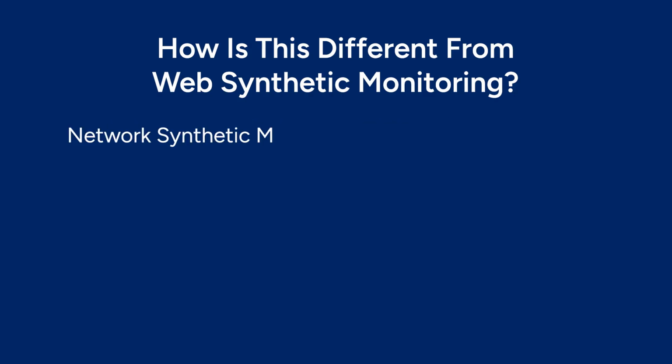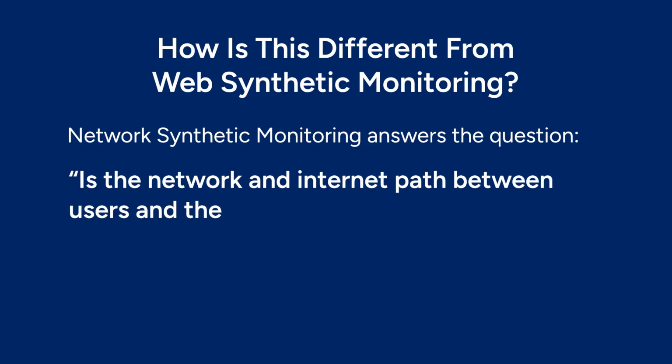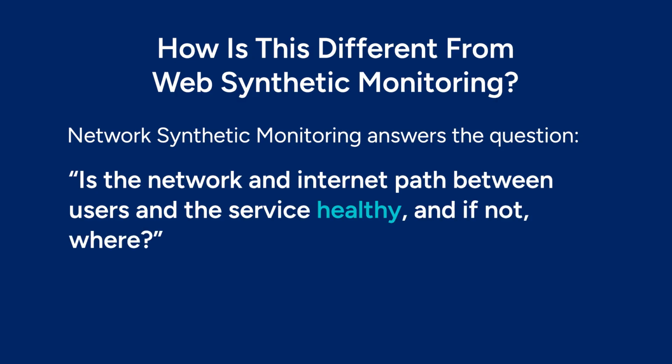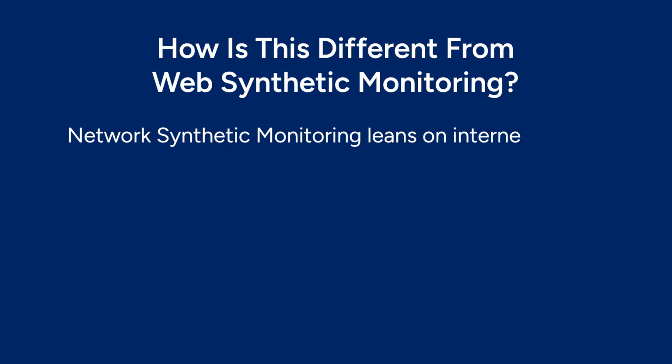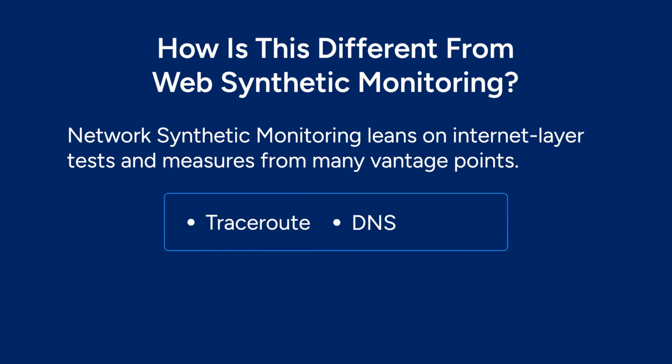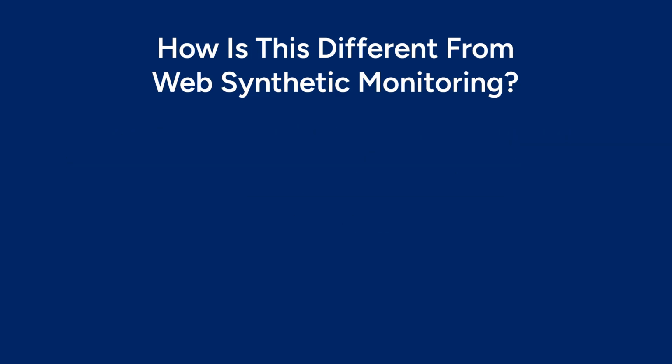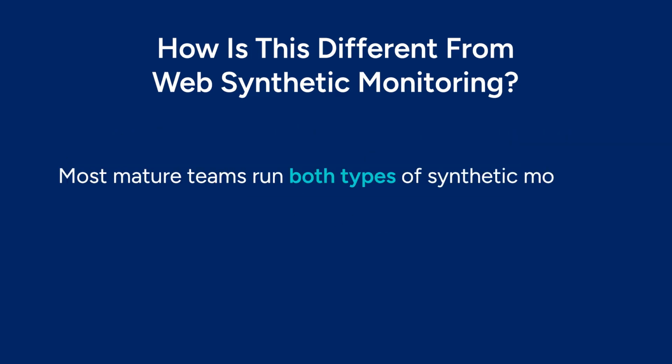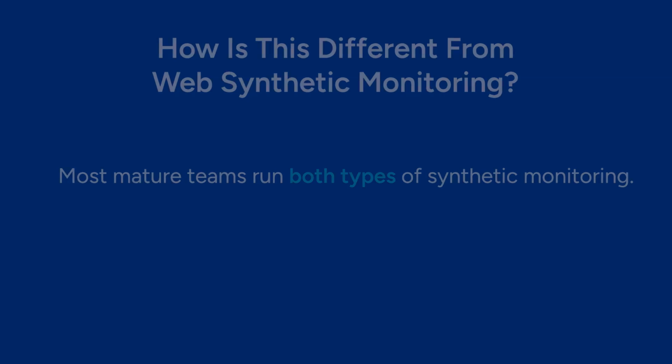Network synthetic monitoring answers a broader question. Is the network and internet path between users and the service healthy? And if not, where? It leans on internet layer tests, traceroute, DNS, BGP, and measures from many vantage points, so it can tell an application problem apart from an ISP problem or a routing change. Most mature teams run both types of synthetic monitoring.